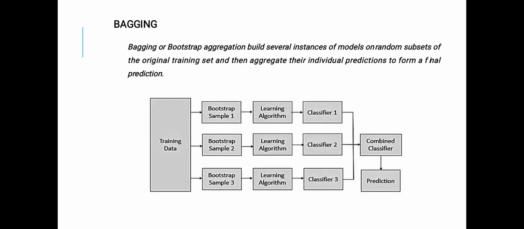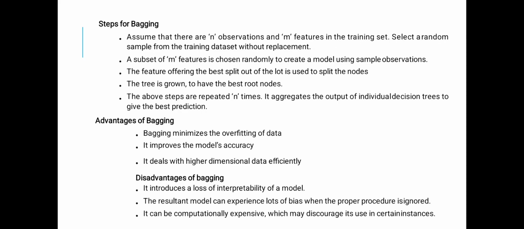The steps in bagging are: it assumes that there are n observations and m features in the training set. Select a random sample from the training set without replacement. A subset of m features is chosen randomly to create a model using sample observations. The feature offering the best split out of the lot is used to split the nodes. The tree is grown to have the best root nodes. The above steps are repeated n times. It aggregates the output of individual decision trees to give the best prediction.